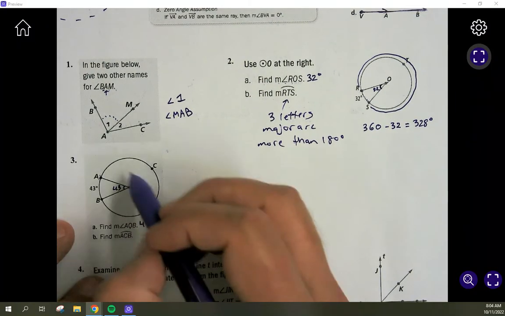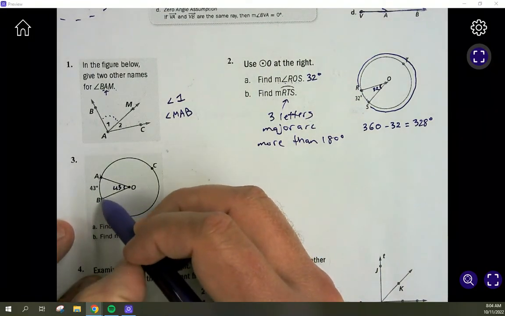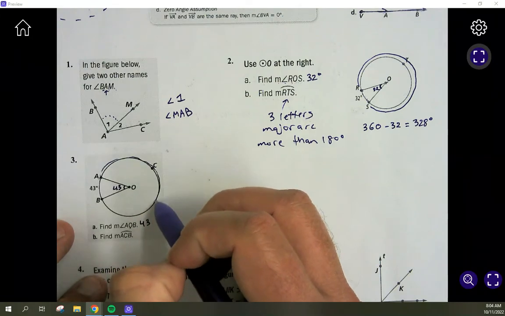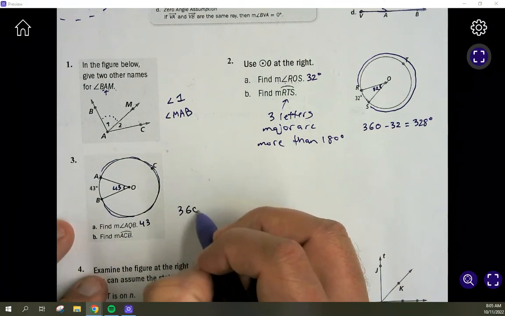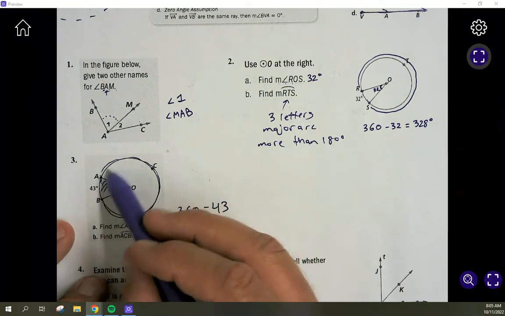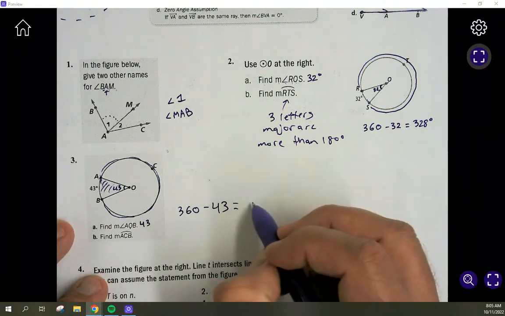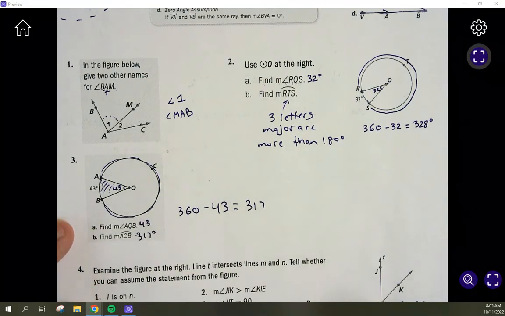And if I want to find the measure of major arc ACB around the outside, it's all of this circle except for the 43 degrees. So I'm going to take 360 minus 43, cut out this part of the pizza. What I'm left with is 317 degrees for arc ACB.